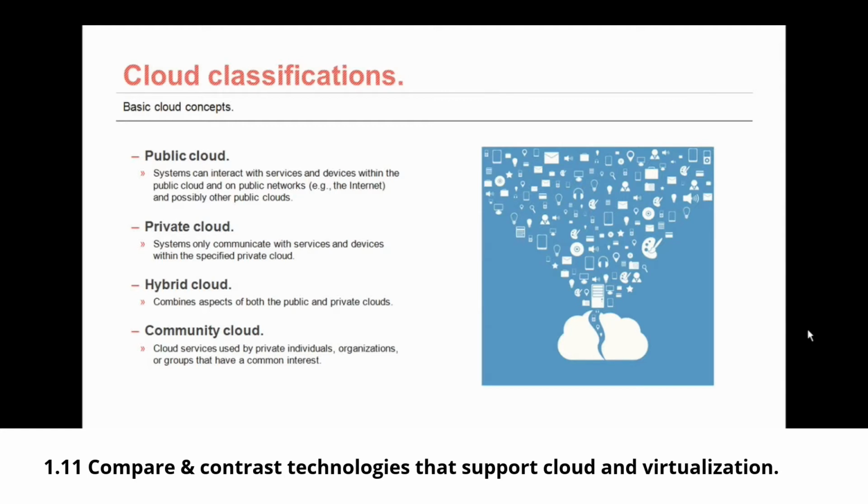Then there are private clouds. This is where systems only communicate with services and devices within a specific private cloud. A private cloud is essentially just that, private. The only users who have access to it are ones who are authorized to use it. The cloud classification can be hybrid. It can combine aspects of both the public and private clouds. And last up, there are community clouds. This is where cloud services are used by private individuals, organizations, or groups that have a common interest.